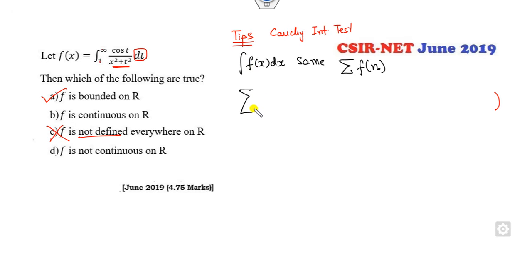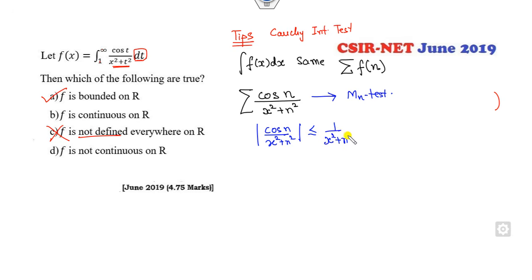Now what is that? This is cos n divided by x square plus n square. Can you check the convergence of this? Because this is the series. How can you check the series? By using the Mn test. So what do you do? I can start with this modulus value of cos n over x square plus n square, which is always less than 1 by n square, and clearly this goes to 0 as n approaches infinity.